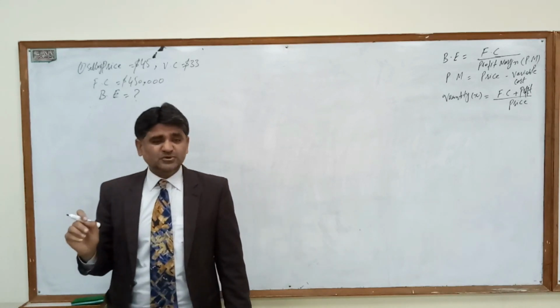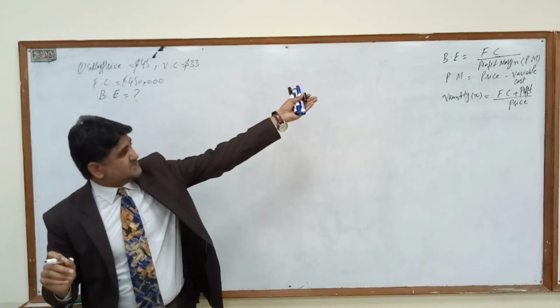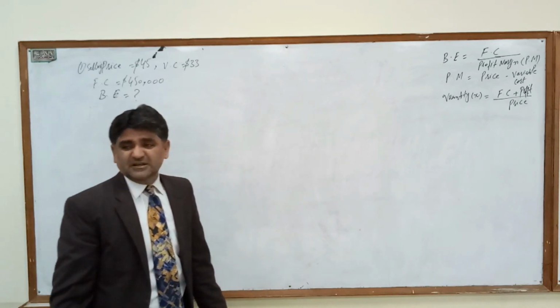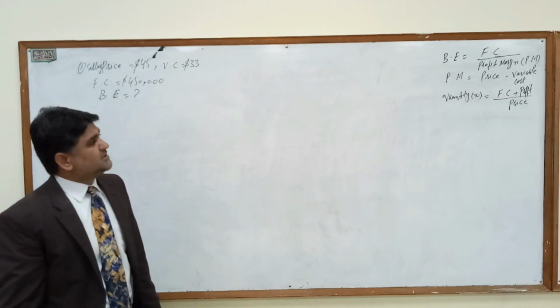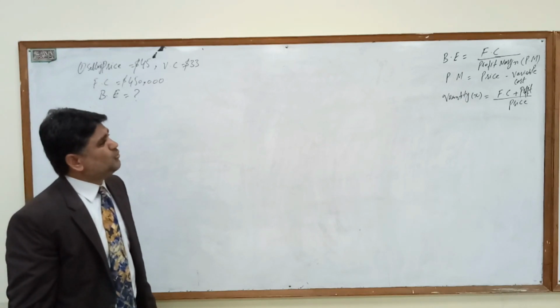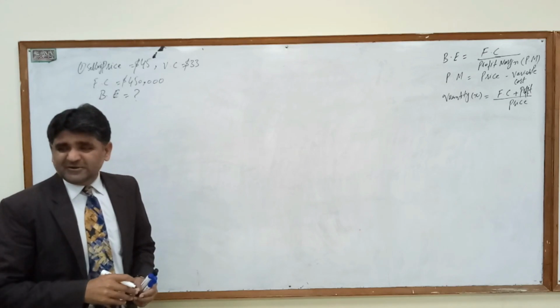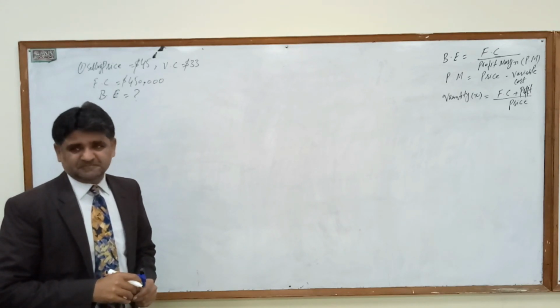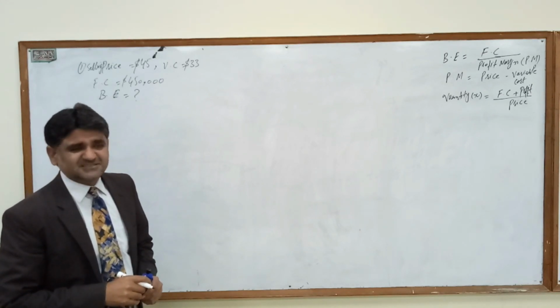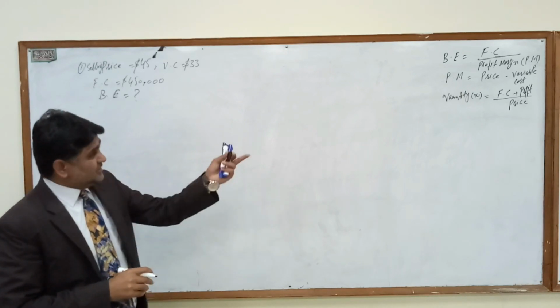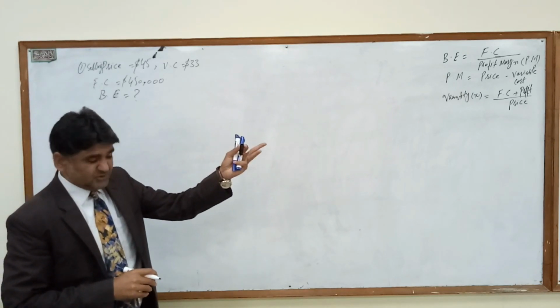We need to determine the break even. As you know, I have stated here the formula of break even. What is break even? Break-even can be calculated through fixed cost and profit margin. And what is profit margin? That is the difference between selling price and variable cost.